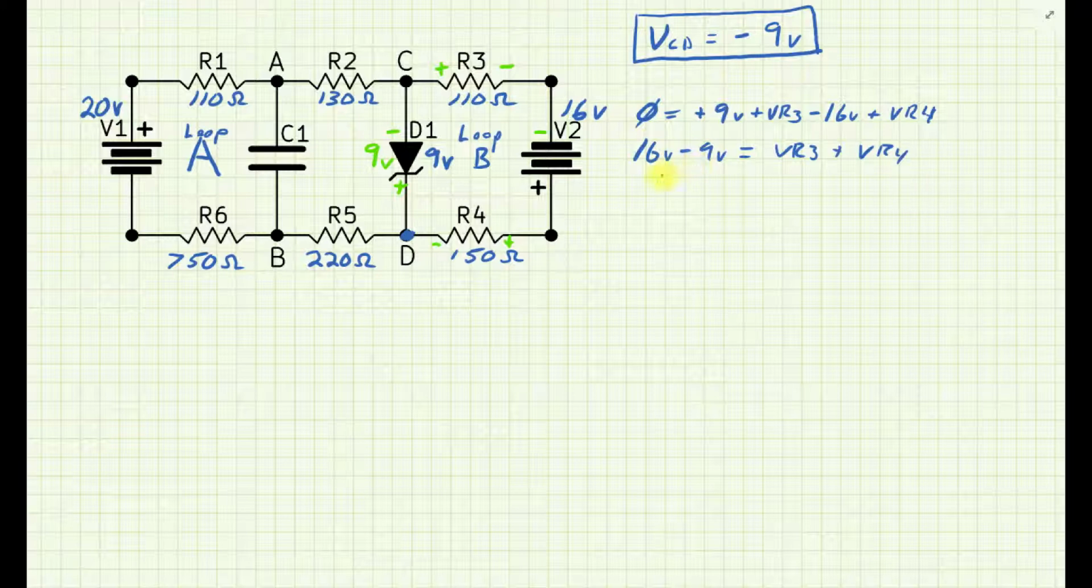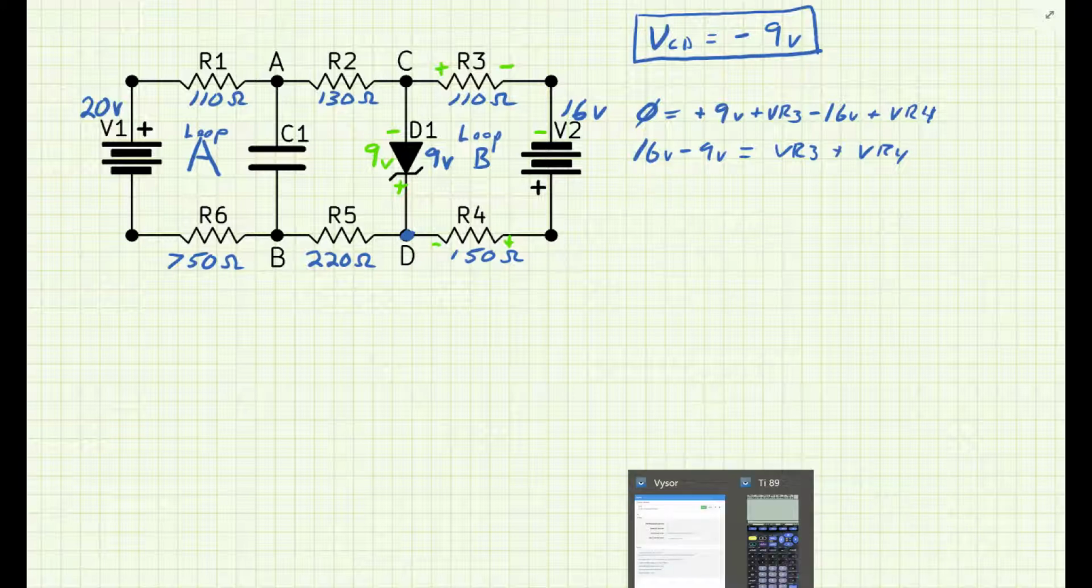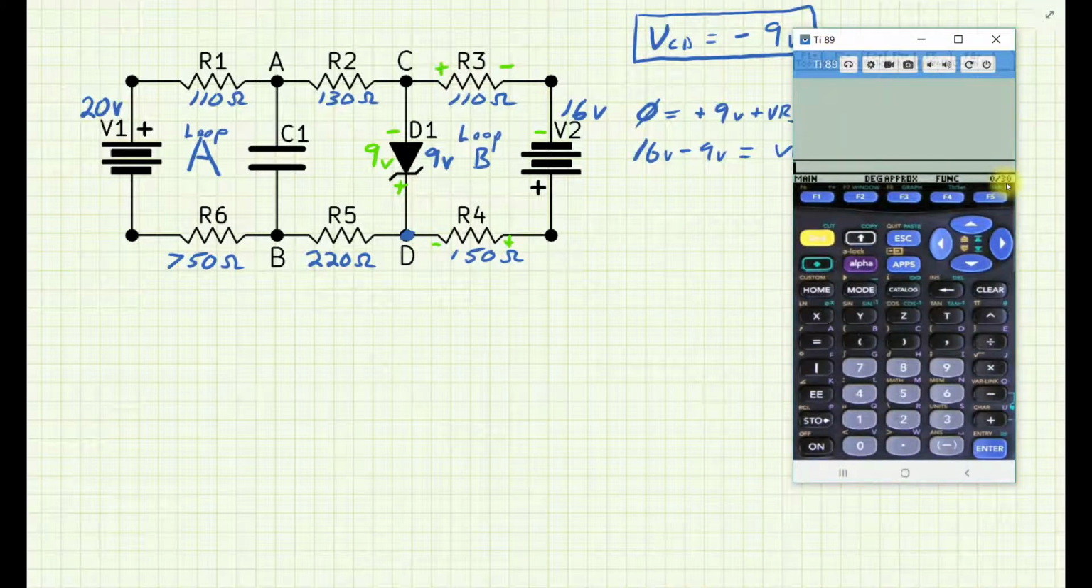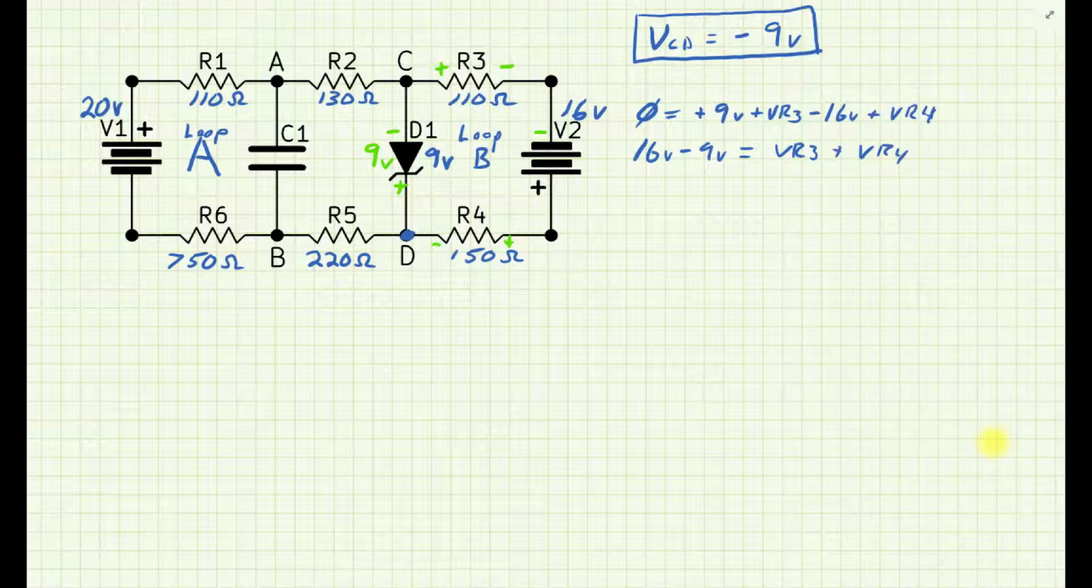Alright, so 16 minus 9, that should be 7. Let's see how my mental math is doing this morning, because it's the easy things that have turned out to be hard. Whoops, no, I kind of did that right. 16 minus 9, there we go, 7 volts. So the sum of VR3 plus VR4, whatever they are, will be 7 volts.